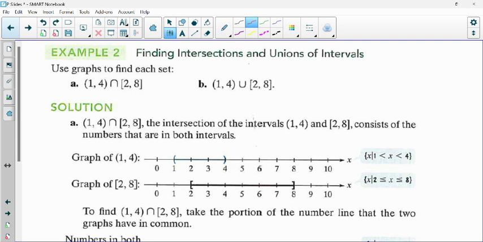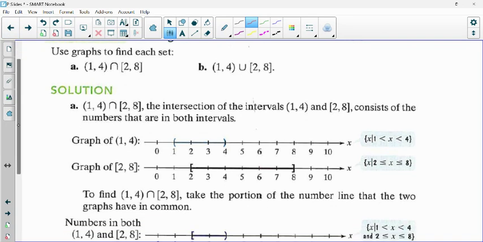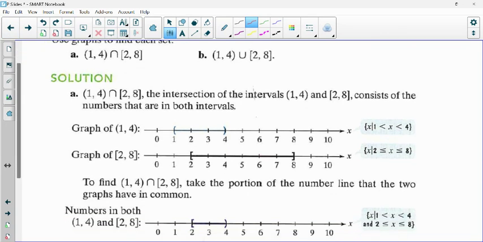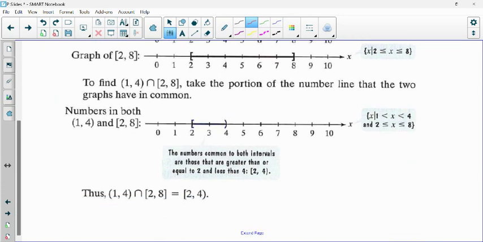It's saying one interval from 1 to 4, intersect 2 to 8. It showed that you're going to graph each one. So here's the 1 to 4. Here's the 2 to 8, and it's saying that the intersect is what they have in common. So you're looking for that overlap. They showed the overlap right there, and they showed how you can write it, from 2 to 4. So the book has really good examples, step by step. If you ever need to look back on how to do something, you can do that.